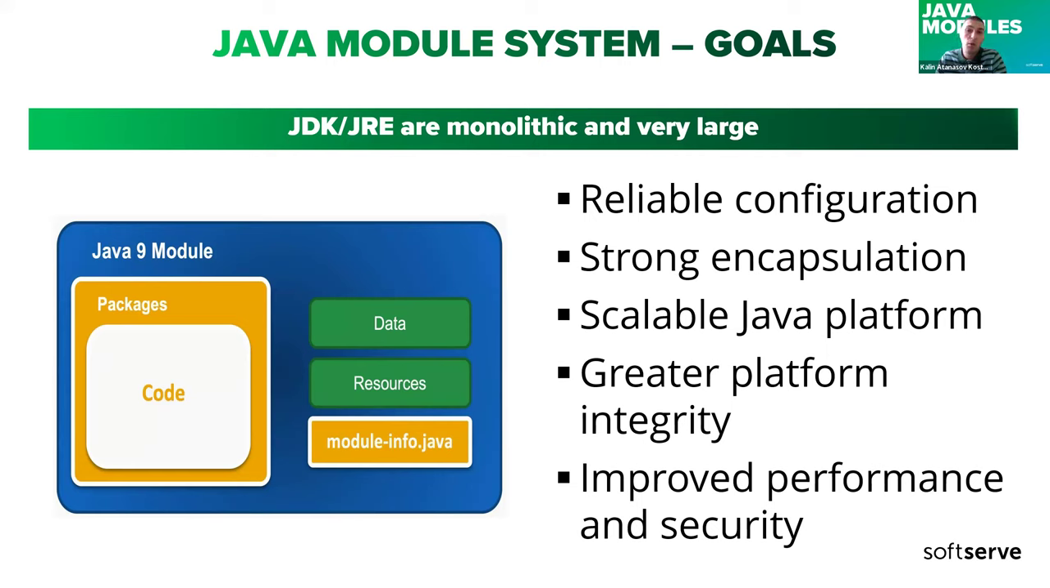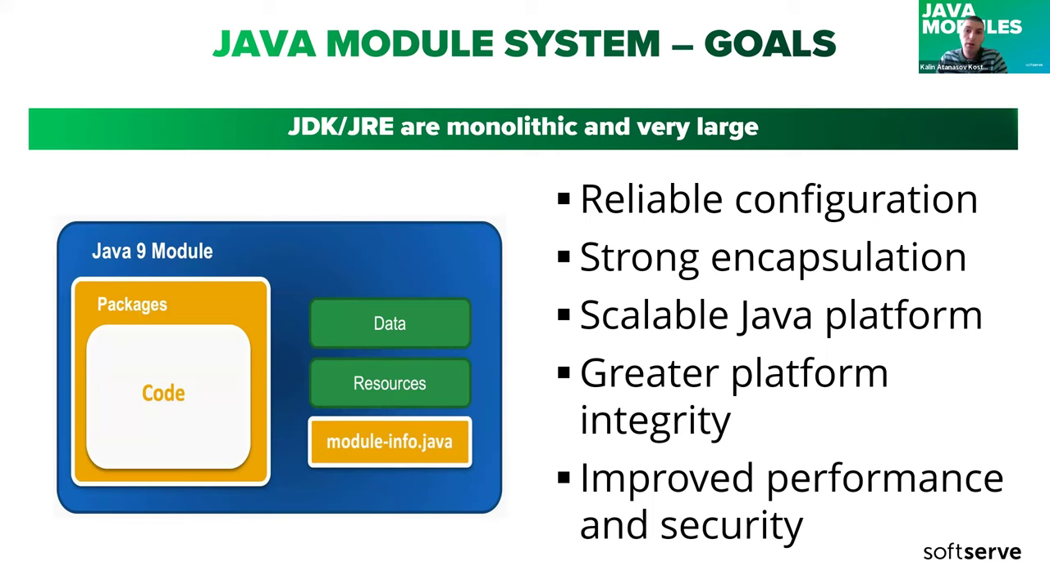Third, a scalable Java platform. Sometimes we don't want to scale up, we want to scale down. This allows us to selectively include only the modules of our application. Instead of caring about 3 or 4 thousand classes, sometimes our application might need only 5 or 10 of them.